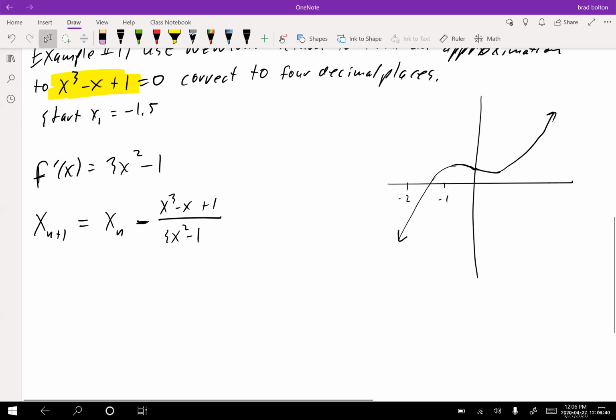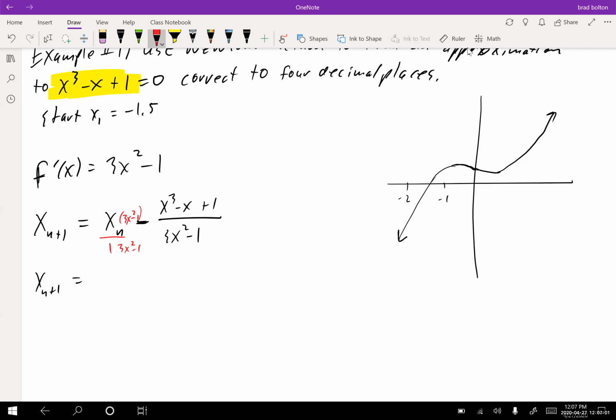Let's clean this up a little bit. Now, technically from here, you could plug stuff in if you wanted, but sometimes we like to clean it up just to make it a little bit easier to enter into our calculator. So I'm going to make common denominators. This is actually over 1, so this needs a 3x squared minus 1. This needs a 3x squared minus 1.